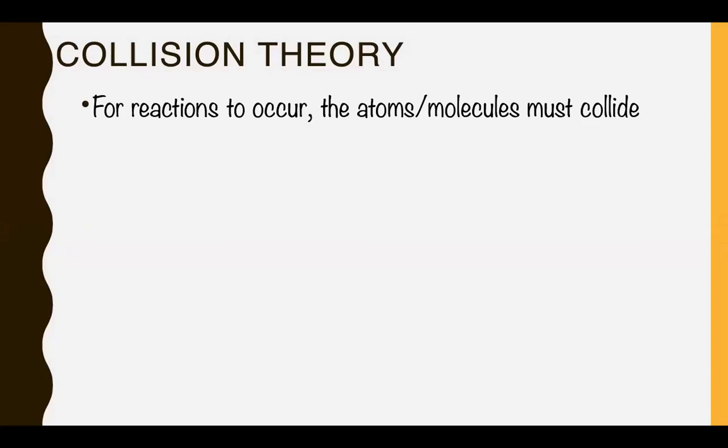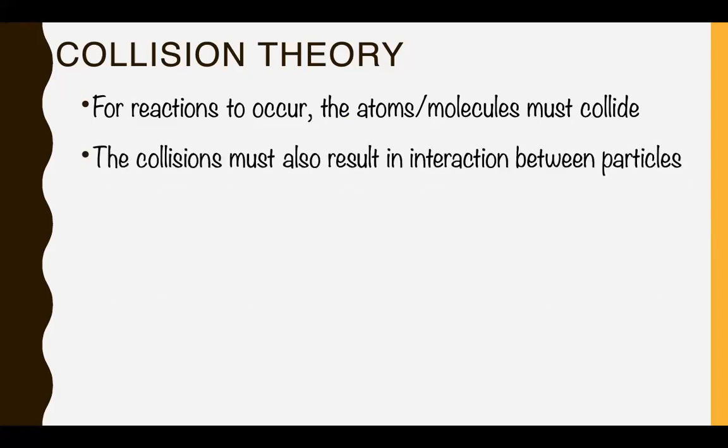Now, it might sound kind of stupid to say that for a reaction to occur, the atoms or molecules must collide. I think we all kind of figured that. Like, you can't have any kind of rearrangement of bonds if atoms or molecules don't hit each other. But there's two very specific criteria that are required in order for a successful reaction to occur. The collision has to result in an interaction between the particles. What that means is that you can have two molecules or atoms. I'll just use the word molecules to refer to everything.